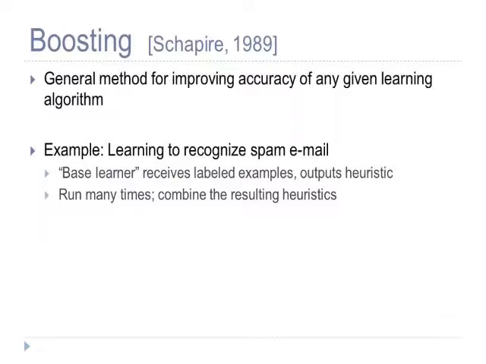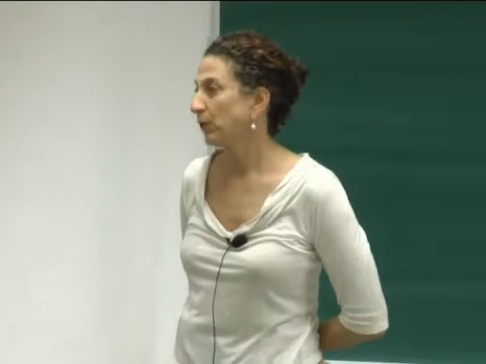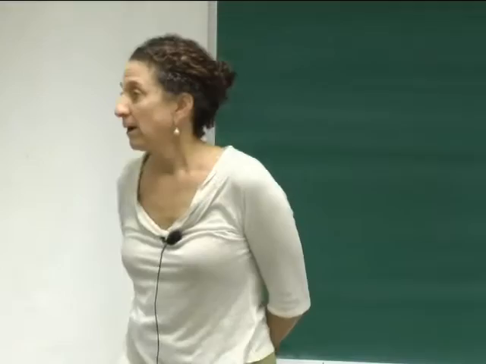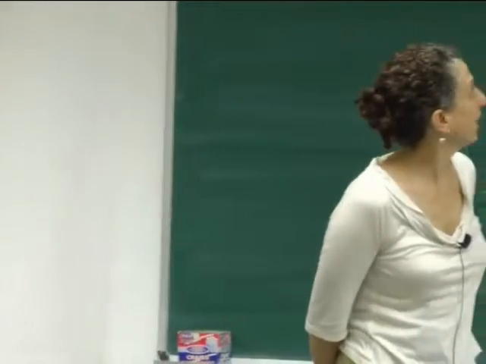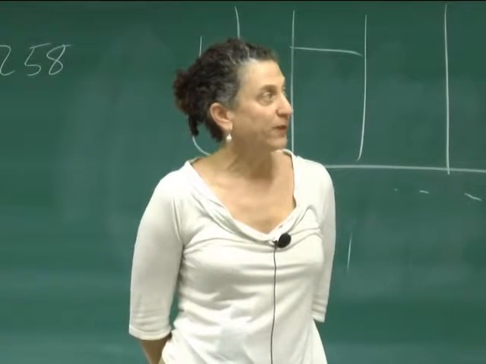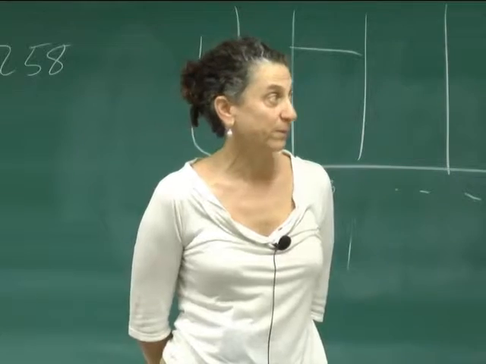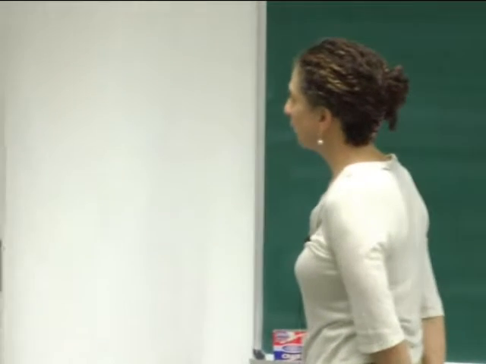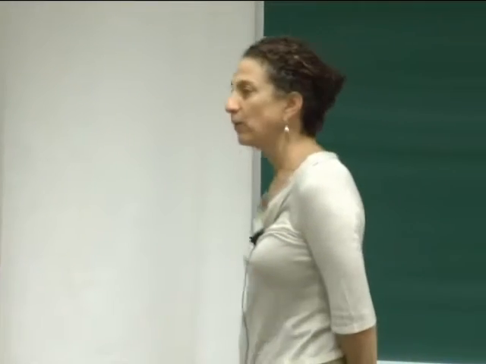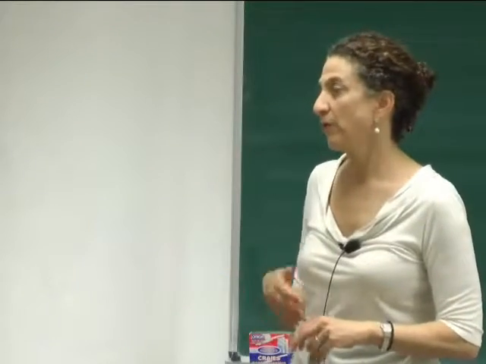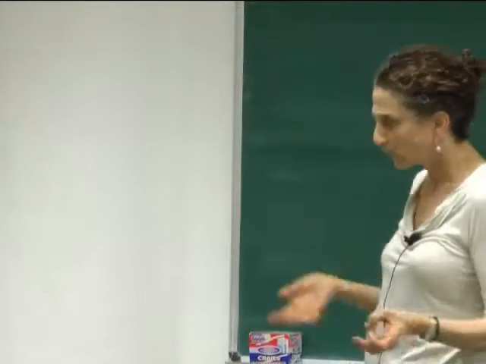Okay, so we're going to use another power tool from learning. And this power tool is called boosting. So what is boosting? At a really high level, it's a general method for improving the accuracy of any given learning algorithm. For example, this is the example that you always see in the literature. Suppose you have some algorithm that can look at email messages and does a pretty good job of classifying whether they're spam or not. It doesn't do a perfect job, but it does a pretty good job.